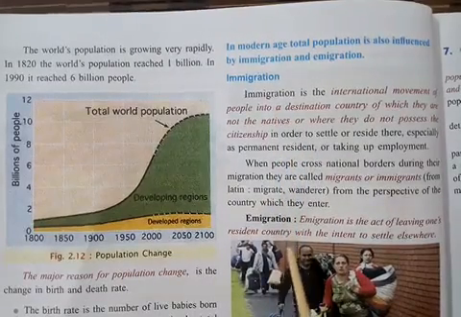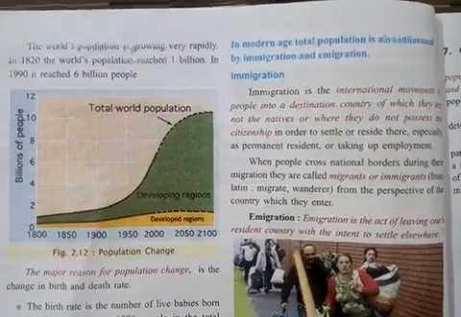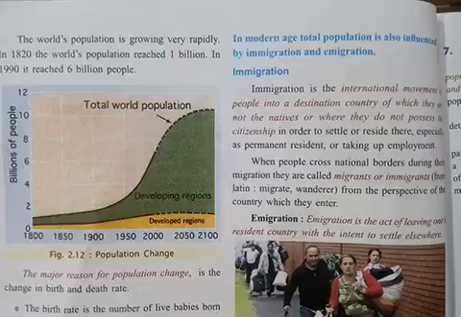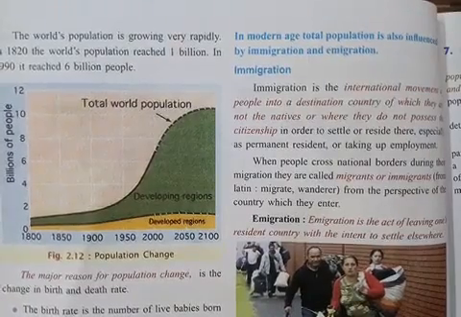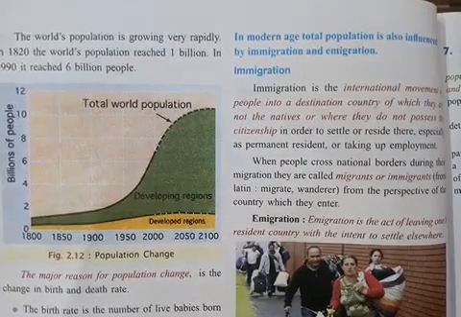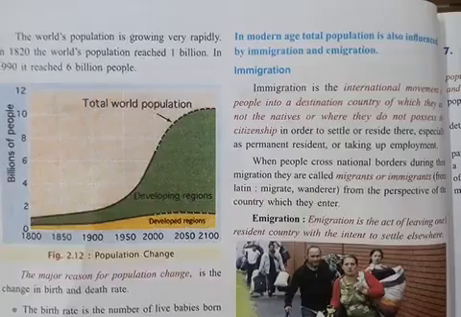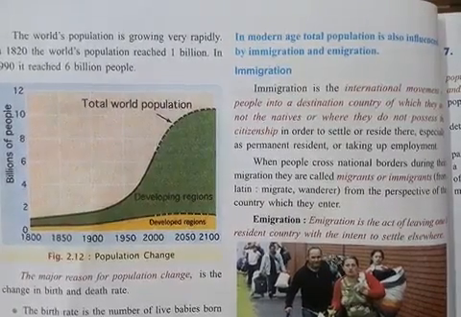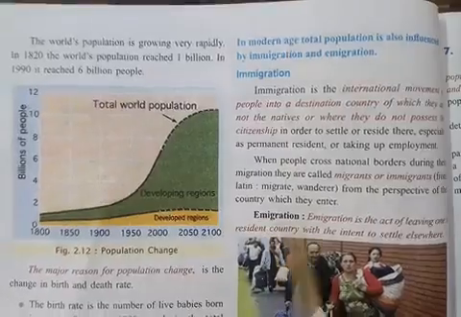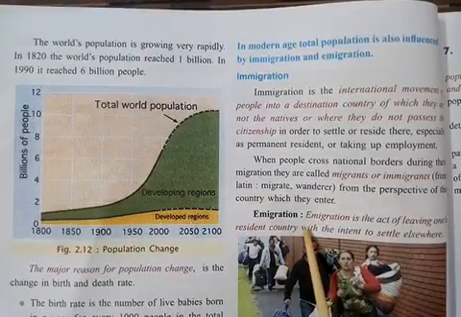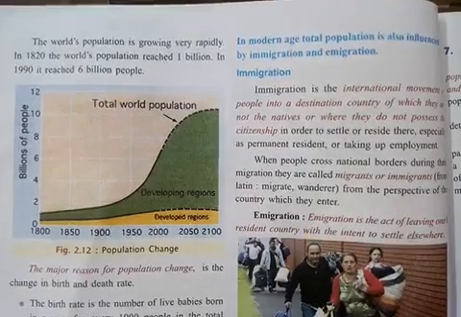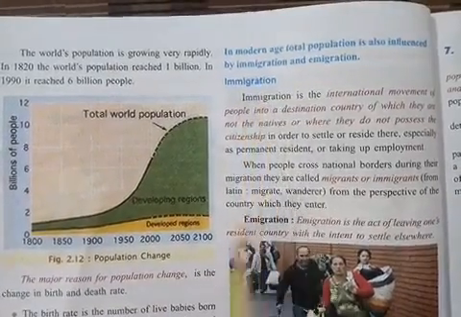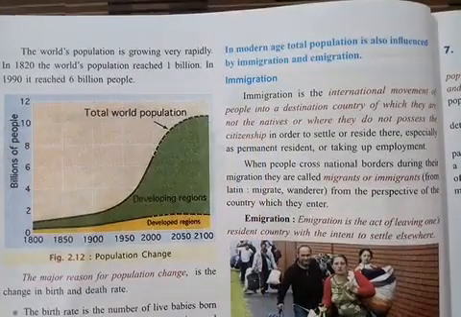But the people from India who have migrated to some other countries and settled there, like many people from India who have migrated to America, got citizenship and settled there, this migration is called emigration, and we call those people emigrants. So this is the difference between emigration and immigration.